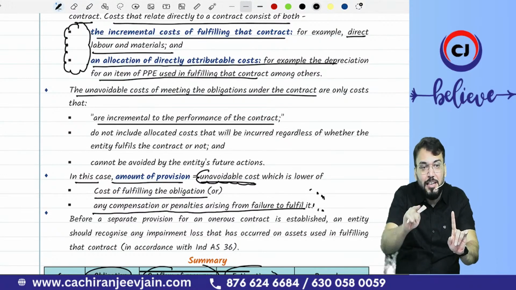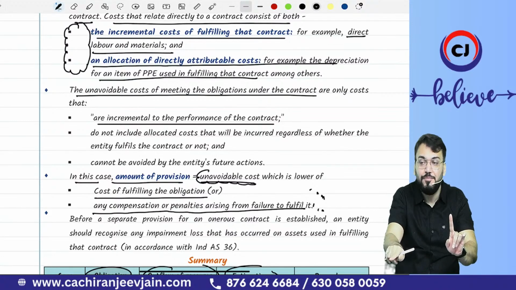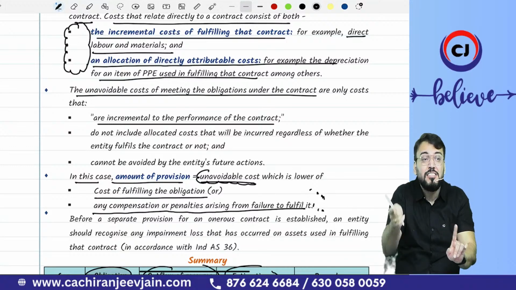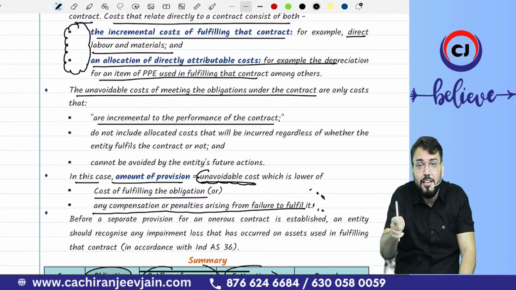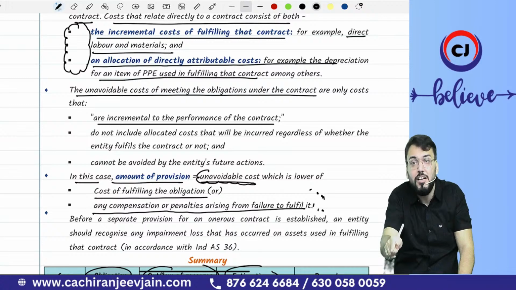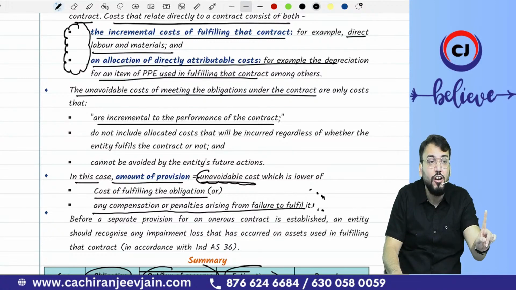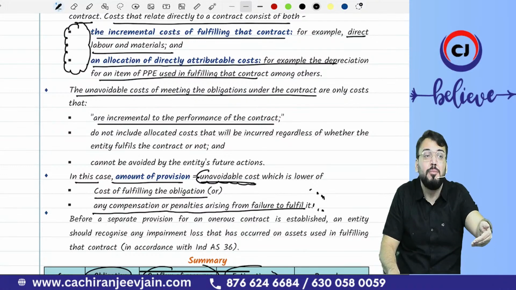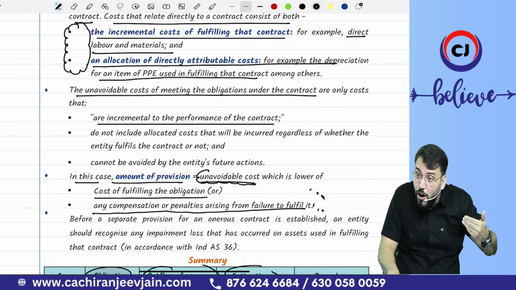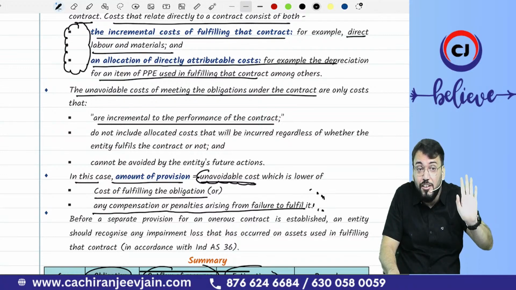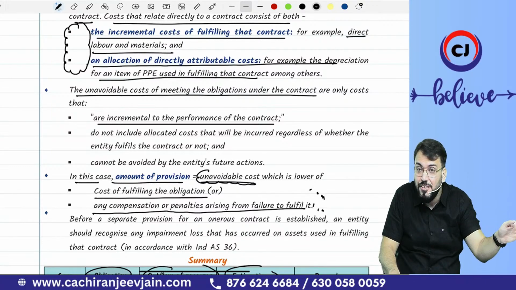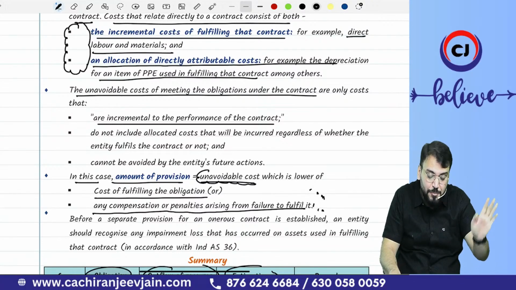Incremental cost means a cost which will be incurred only when the contract is fulfilled. Can I say any cost which will be incurred even if the contract is not fulfilled is not an incremental cost? Any cost that relates to the ongoing activities of the business is not an incremental cost, and is not an unavoidable cost. For that cost we should not create any provision.